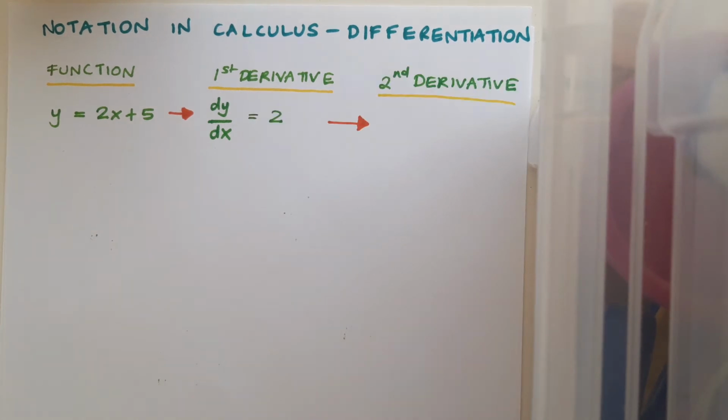This is a pretty easy function to differentiate. We just get 2. We can actually take this derivative, this dy dx, and differentiate it again if we want to. We can call the second derivative d squared y over dx squared. In this case, its result would just be 0.